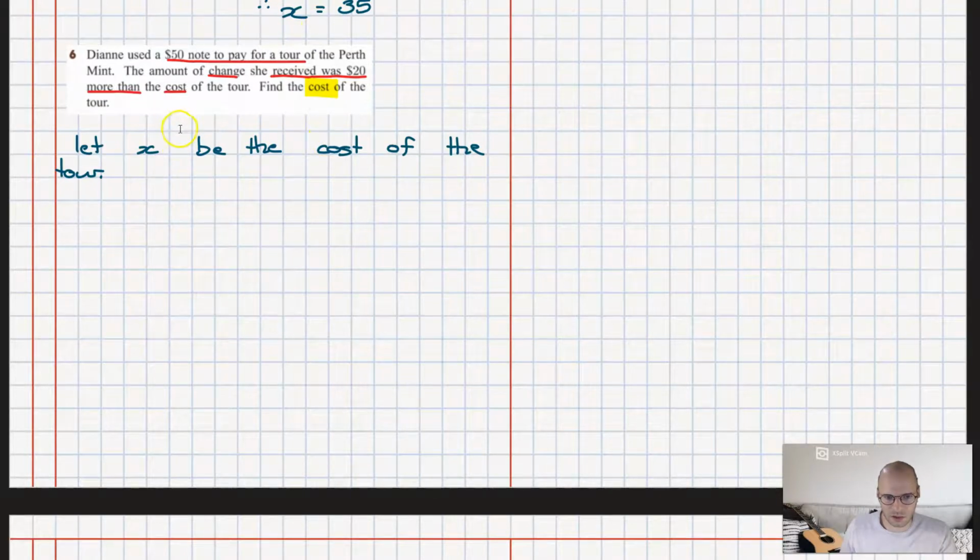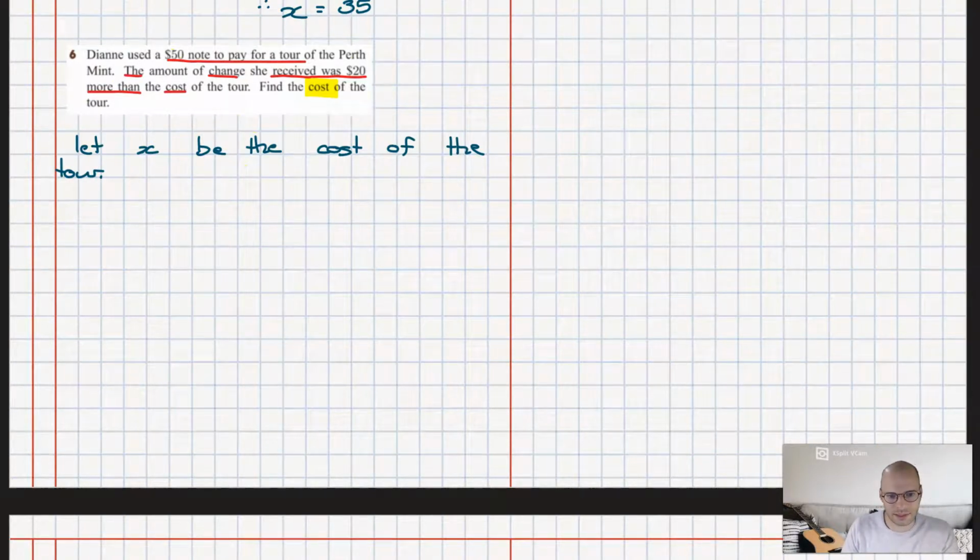Find the cost of the tour. So if we just read the red part, that's a useful part. A $50 note to pay for the tour, and the change received was $20 more than the cost. So what we're going to do here is build a mathematical statement.